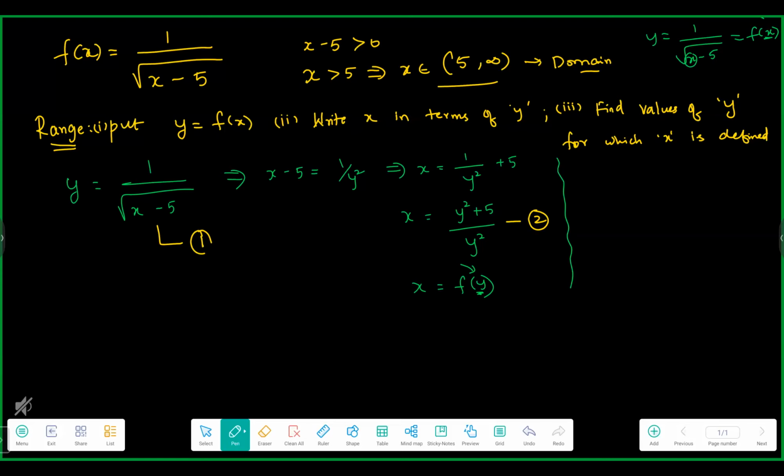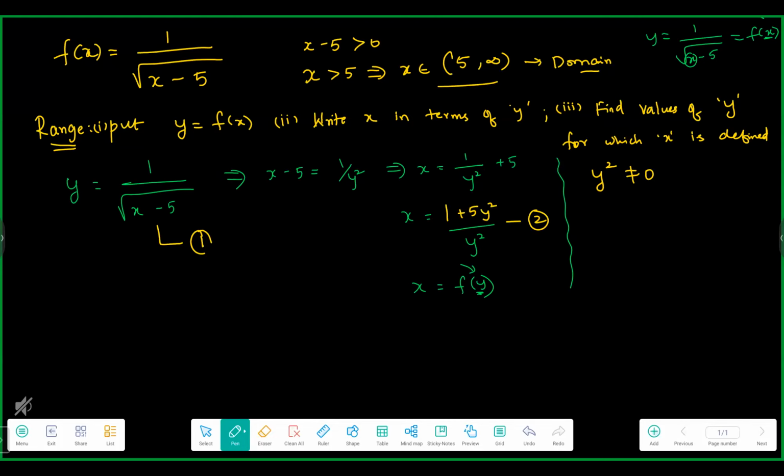So this x is equal to y square plus 5 by y square will be defined only when y square is not equal to 0. Oh, 1 plus 5y square. Okay, but still it is going to be the same thing. So it is 1 plus 5y square divided by y square.